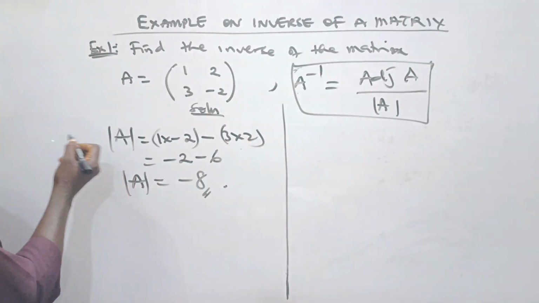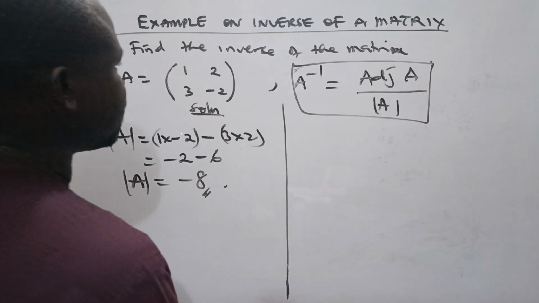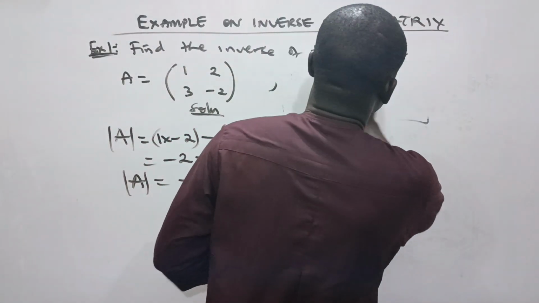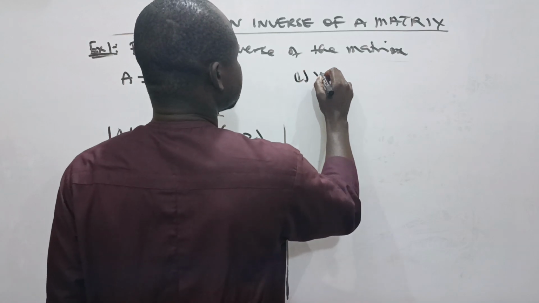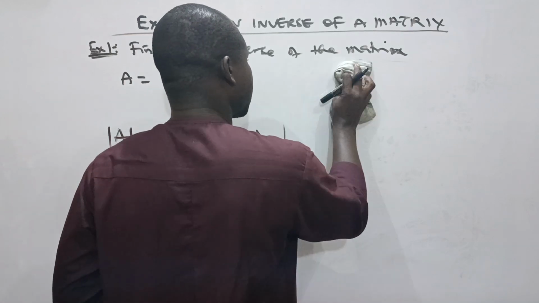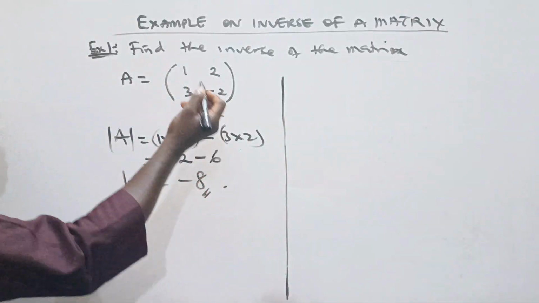So in this case now, A is non-singular, in the sense that the determinant of A is not equal to 0. So we can go ahead and find the inverse of A. If you want to find the inverse of A, we said that there are three things that we are going to do. We first find the minor, then we find the cofactor, and when we transpose the cofactor, it is called the adjoint.